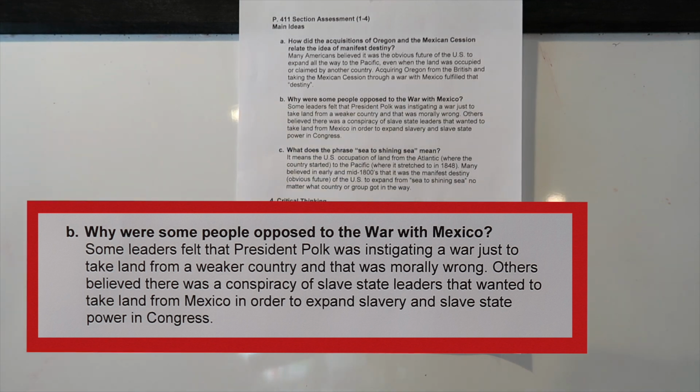So there were some people, especially Northerners, who were against the war with Mexico, either on moral grounds, the idea of fighting a war just for land is not just a moral thing, or the idea that many Northerners felt that the Southerners were instigating this war, pushing this war so that they could get more land for slave states. So pause it right here if you want to add something to your section assessment.